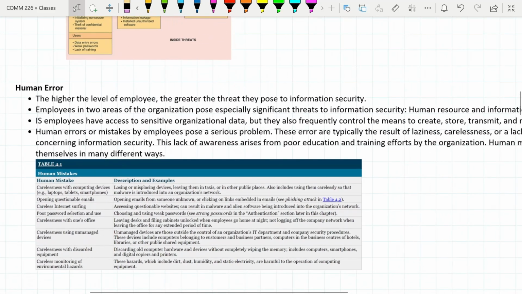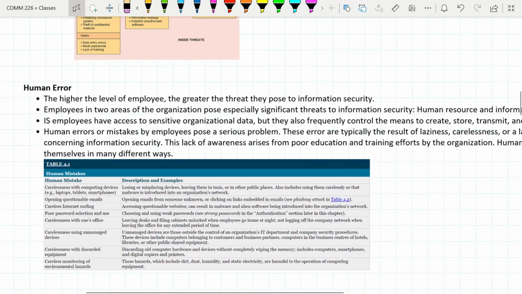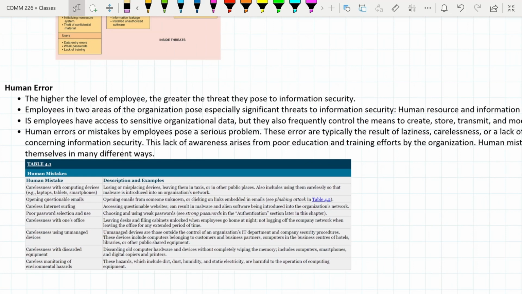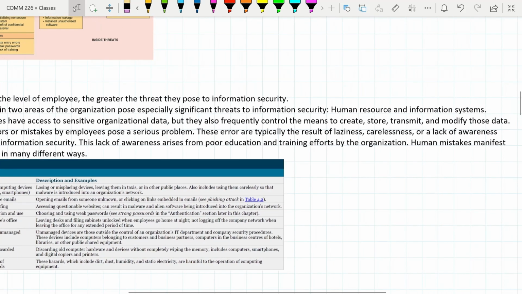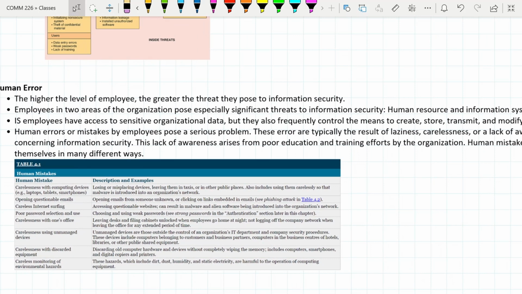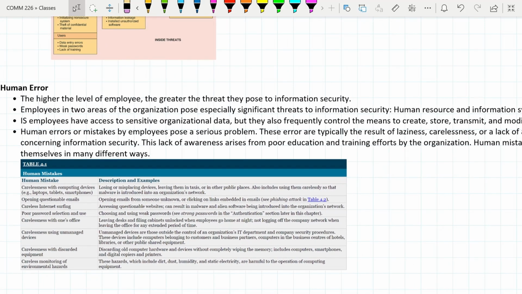Human error: the higher the level of employee, the greater the threat they pose to information security. Employees in two areas of the organization pose especially significant threats to information security: human resources and information systems. Information systems employees have access to sensitive organizational data, but they also frequently control the means to create, store, transmit, and modify those data. Human errors or mistakes by employees pose a serious problem. These errors are typically the result of laziness, carelessness, or a lack of awareness concerning information security.